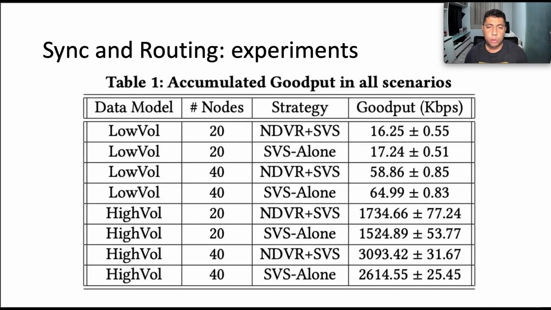Those are the results. We can see that in the low volume scenario, the results are pretty much the same, even though SVS alone has slightly better performance because of the overhead of the protocol. When we look at the high volume scenarios, we see that the routing protocol actually helps the synchronization a lot because we have much better goodput. For instance, for 40 nodes, we have 15% better goodput.